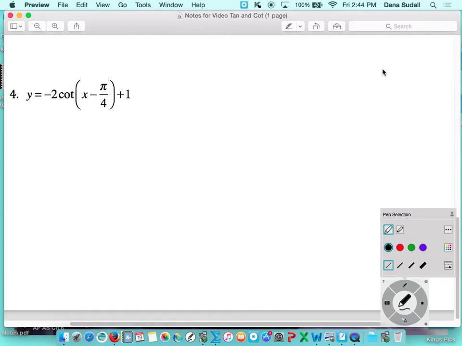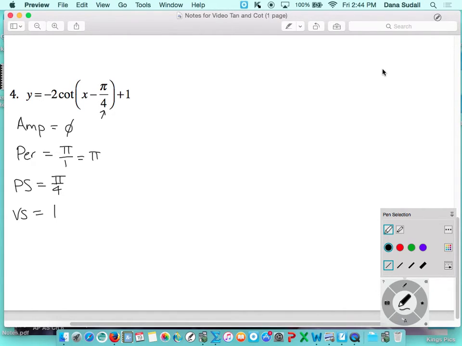So for this one, again, amplitude still undefined. Period is going to be pi divided by b, which is 1, so it's just pi. This one we do have a phase shift for, so it would be c divided by b, so pi over 4 divided by 1. And then we also have a vertical shift, which is positive 1. So we're going to do everything the same. The vertical shift, we'll just shift everything up 1 to start and use that like our x-axis.